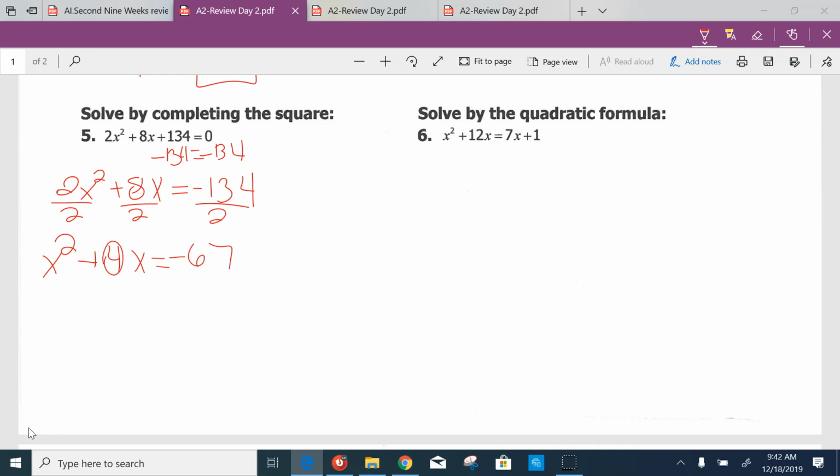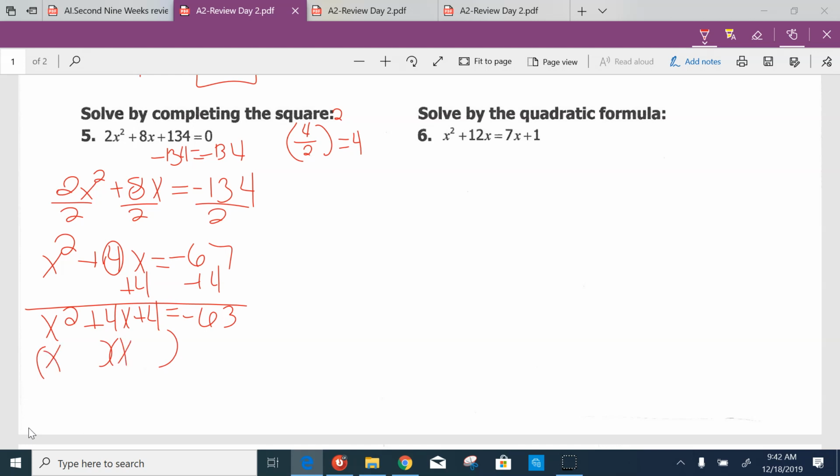I can take this b value, the 4, cut it in half, which is 2, and then I have to square it, which goes back to 4. So that seems kind of pointless, but that is the method you use. And you add that both to the left side and to the right side of your equation to make it a perfect square. So I have x squared plus 4x plus 4 equals negative 67 plus 4, which is negative 63. Now I'm going to factor this, because I should have a perfect square factor. Two numbers that multiply to positive 4 and add up to positive 4, that would be plus 2. So what I have then is the factor x plus 2 times itself, or squared, equaling negative 63.